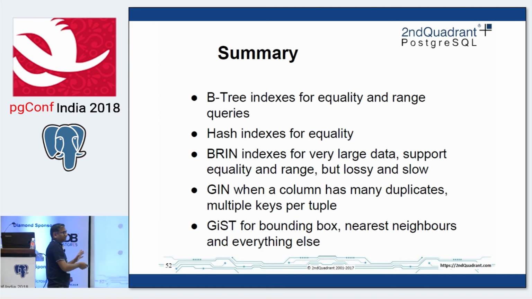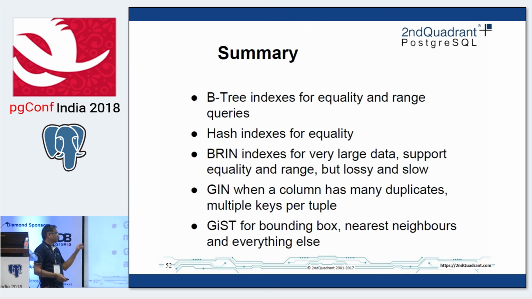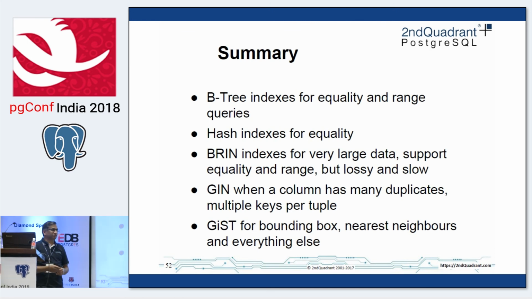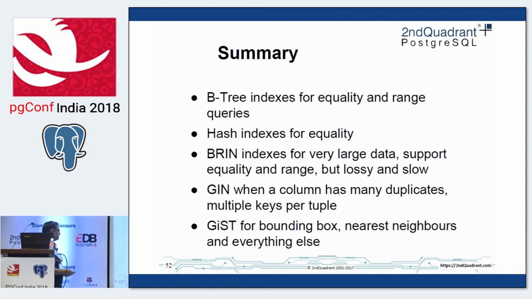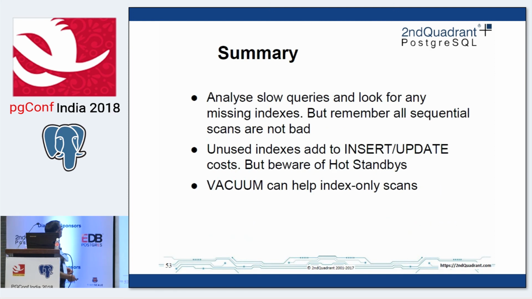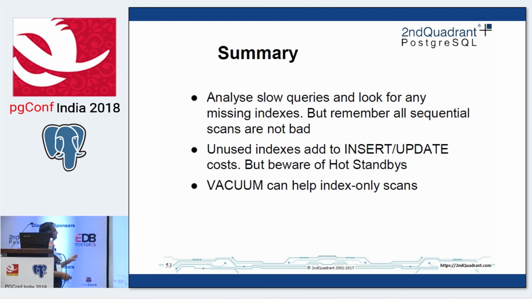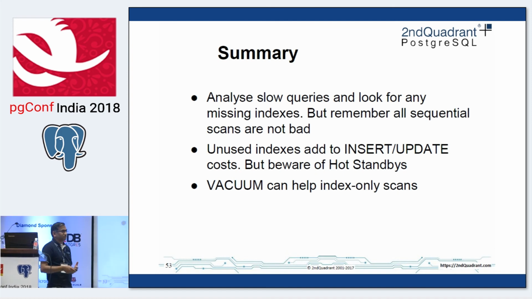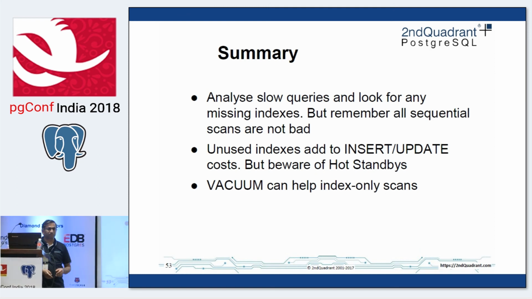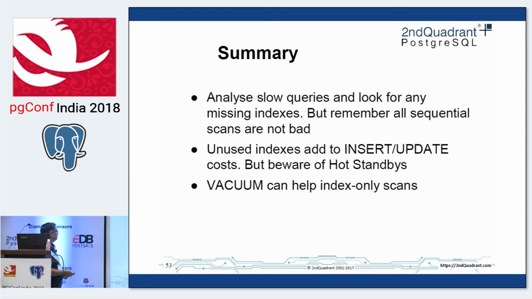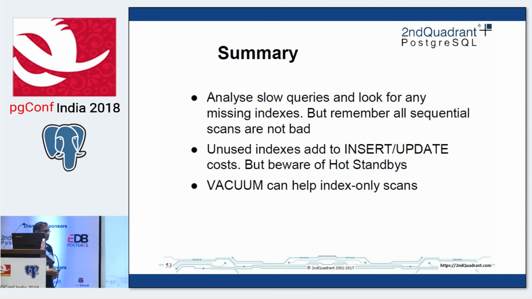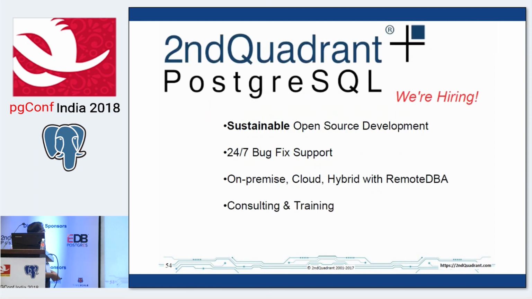And everything else, PostGIS, bounding box, nearest neighbors, all these queries can be addressed by GiST quite nicely. Always look for slow queries, look for indexes which might be missing, or indexes which are rather unused, and try to clean your schema accordingly. And index only scans are pretty useful, so look for periodic vacuum on your database. I think that's about it.